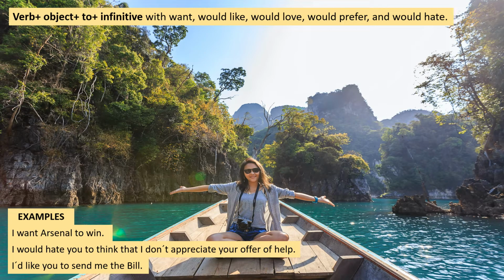We also often use verb plus object plus to plus infinitive with want, would like, would love, would prefer, and would hate. After all these verbs, a that clause is impossible. For example, I want Arsenal to win. I would hate you to think that I don't appreciate your offered help. I'd like you to send me the bill.